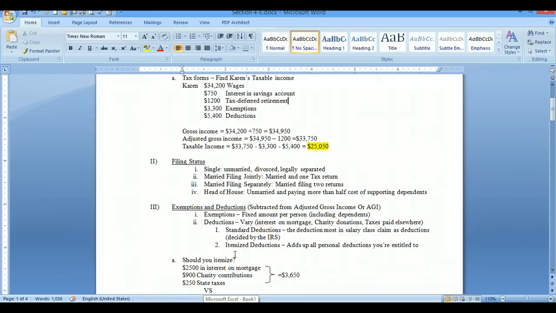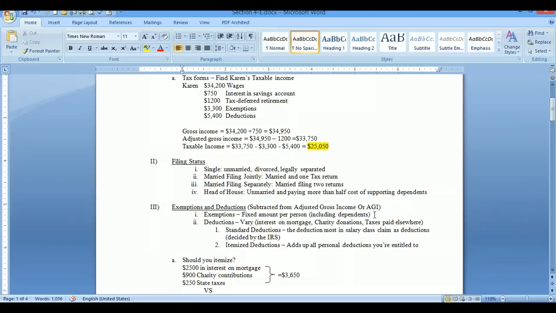Let's move on to exemptions and deductions. These are subtracted from the adjusted gross income, and we already talked about it with Karen briefly. An exemption is a fixed amount per person, and this also includes your dependents that you can also subtract. This was decided by the IRS. Deductions, these vary. So if you have a mortgage, charity donations, or taxes paid in another state, or state taxes, these are also subtracted from your adjusted gross income, and you won't be taxed on them again.